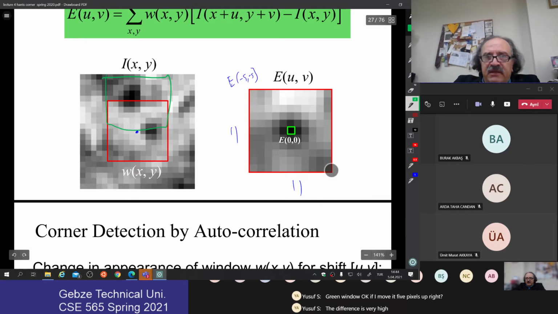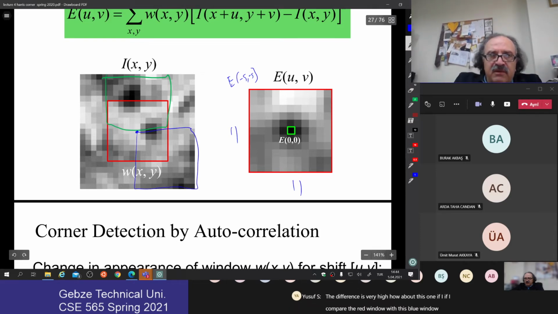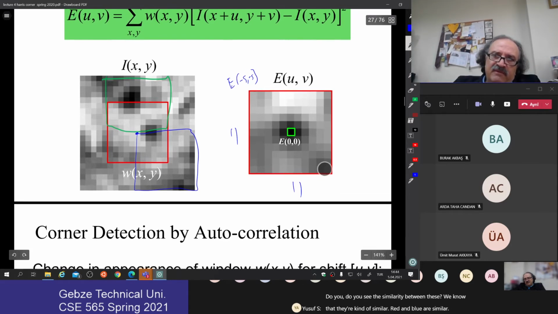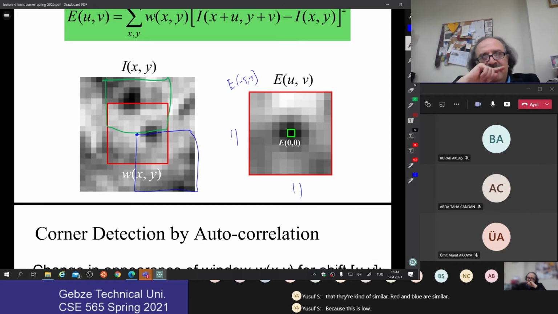How about this one? If I compare the red window with this blue window, the difference will not be that high. Do you see the similarity between these two windows? Yeah, they are kind of similar. Red and blue are similar because this is low, but red and green are not that similar.